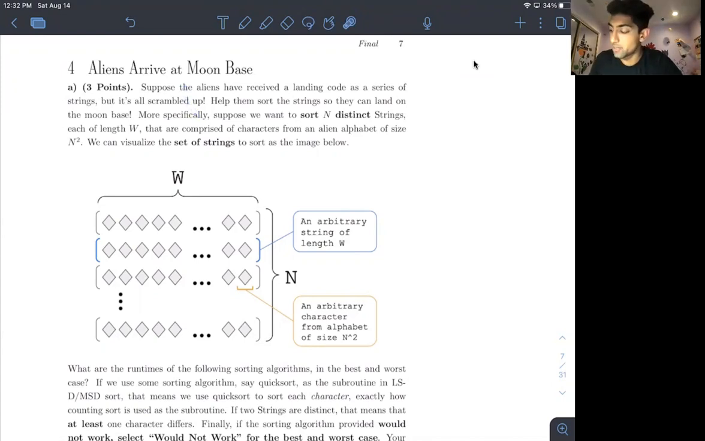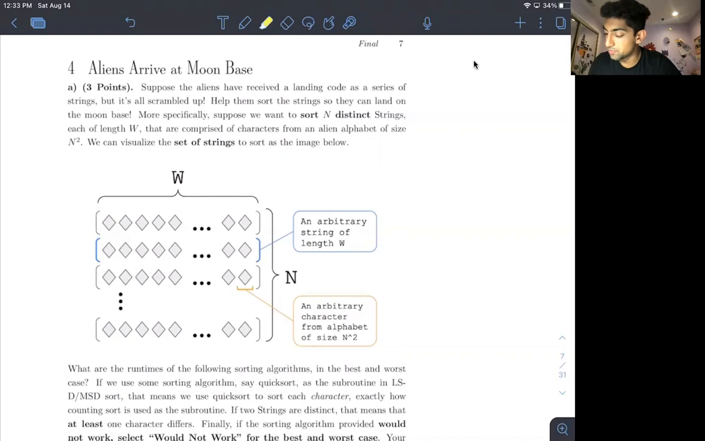So the problem states, suppose we want to sort n distinct strings, each of length w, that are comprised of characters from an alien alphabet of size n squared. So this is definitely a lot to take in. Let's first try to look at this image to try to understand it, and then I'll give you guys an example in the English alphabet.